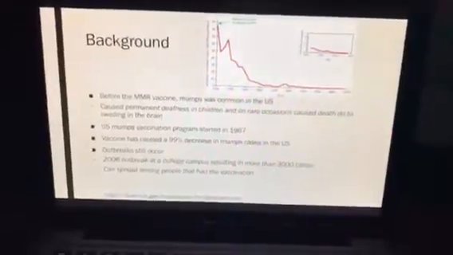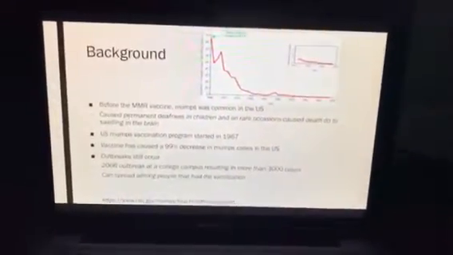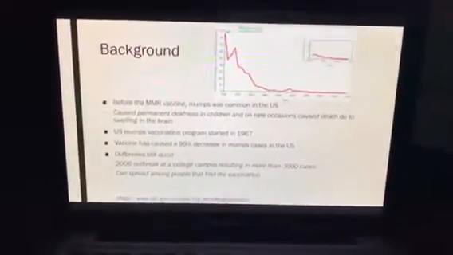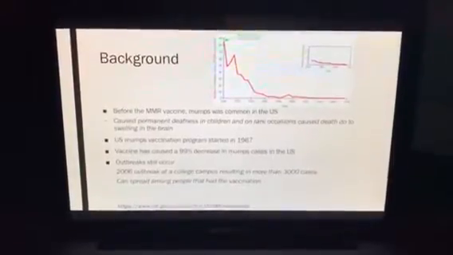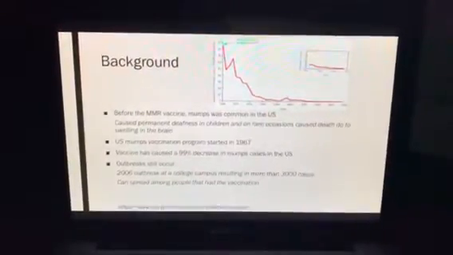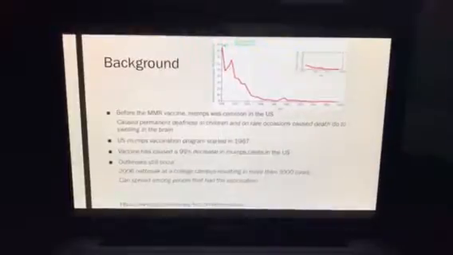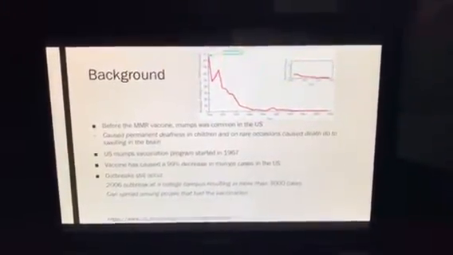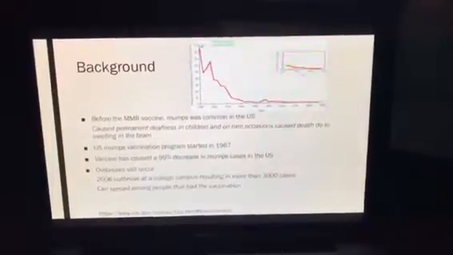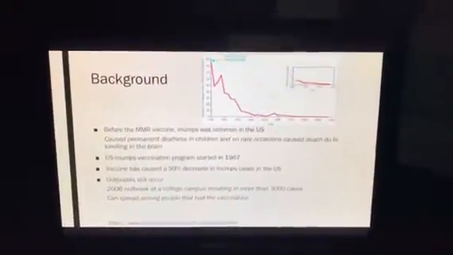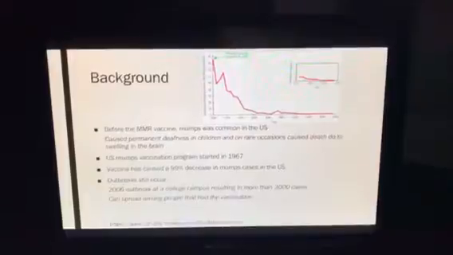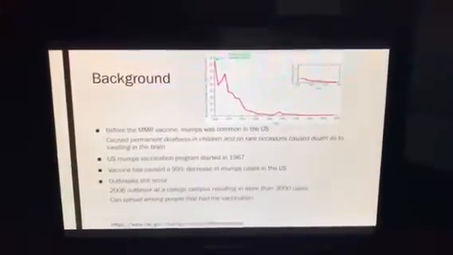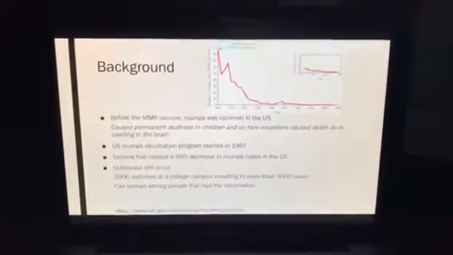A little background on the vaccine. The U.S. didn't start the vaccination program until 1967, and before the vaccine was started, mumps was very common in the U.S., and as you can see from that chart, it has very significantly declined. In fact, the vaccine has caused a 99% decrease in mumps in the U.S., and outbreaks still occur.